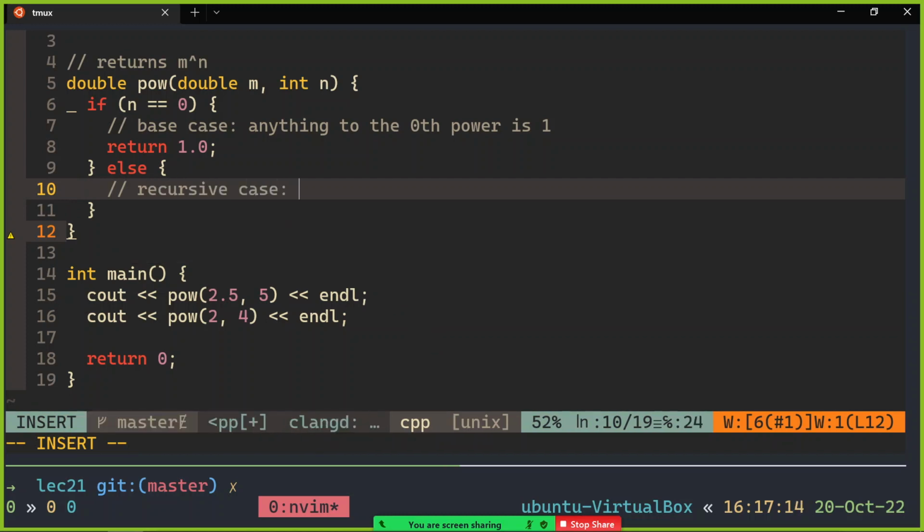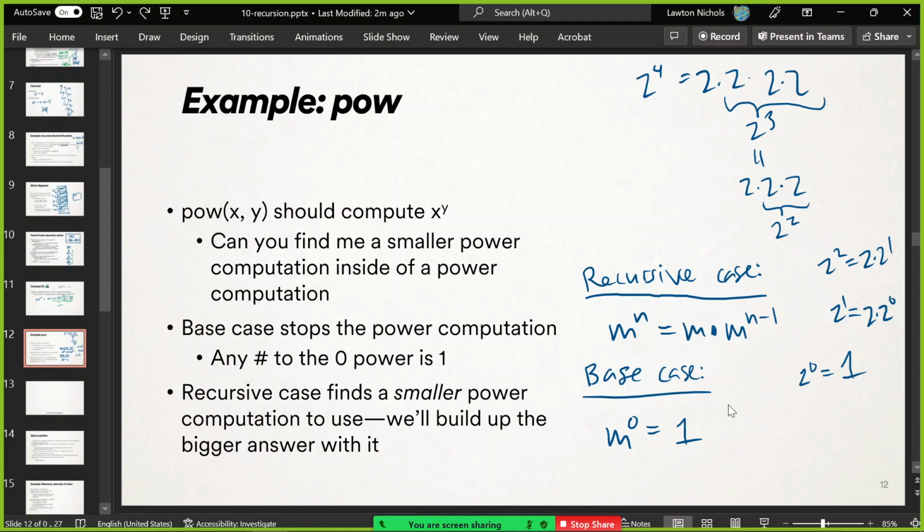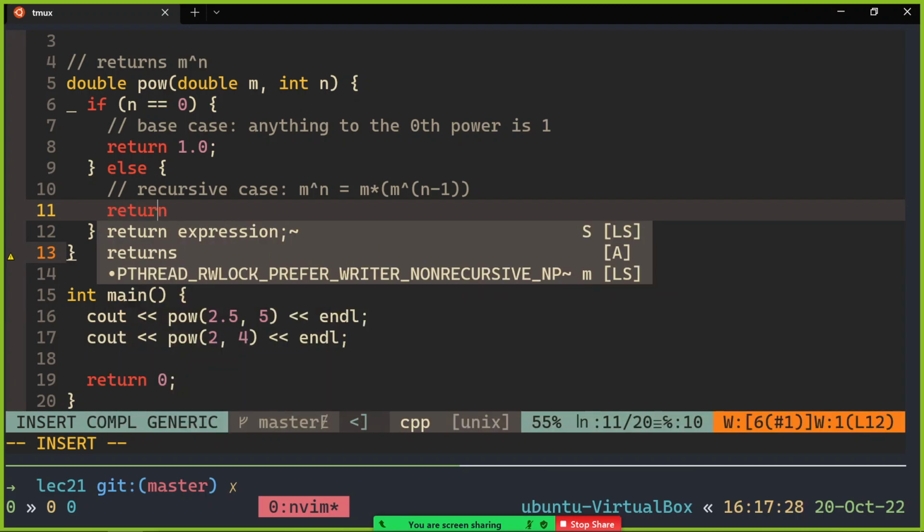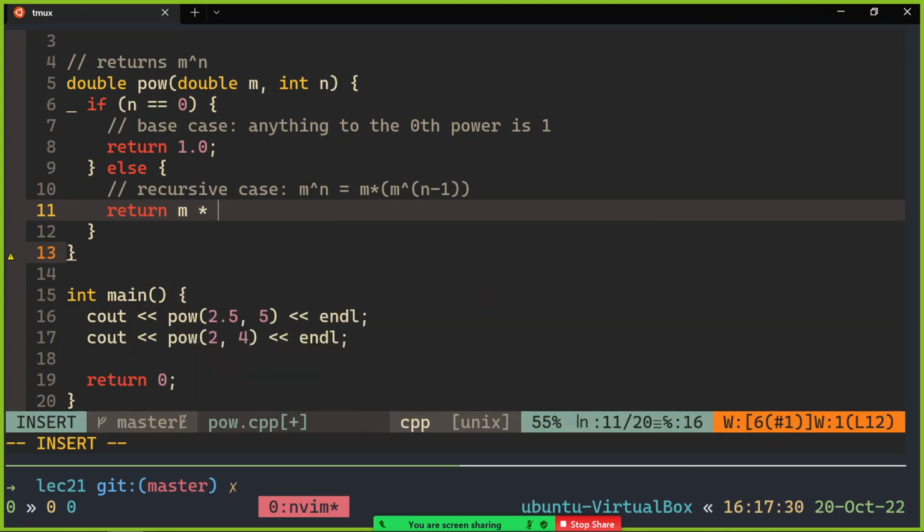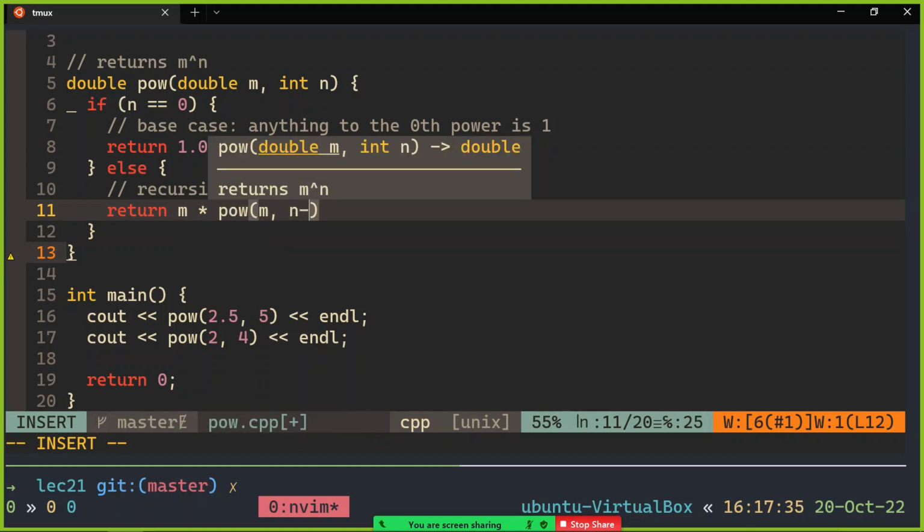Otherwise, I'm in the recursive case. m to the nth power is equal to m times m to the n minus 1th power. There. And so that's what I'll return now. That's equal to m times m to the n minus 1th power, but we are the ones writing the power function. So it's pow of m, n minus 1.